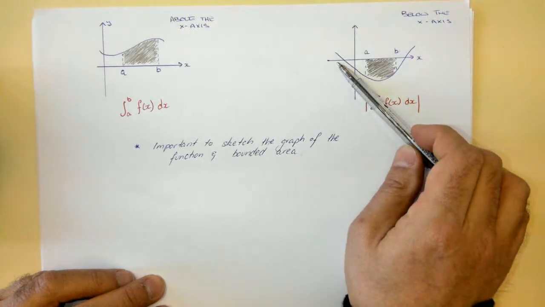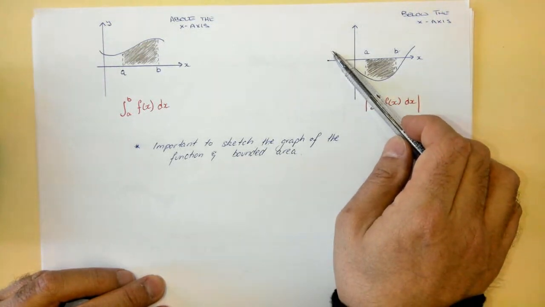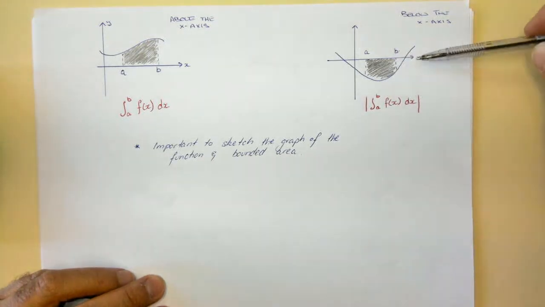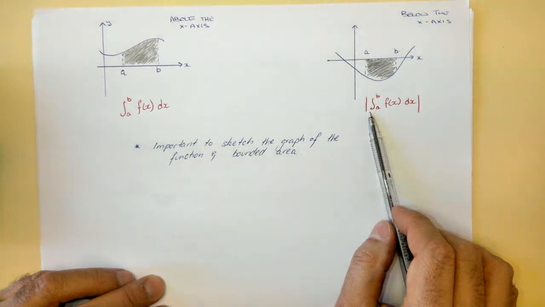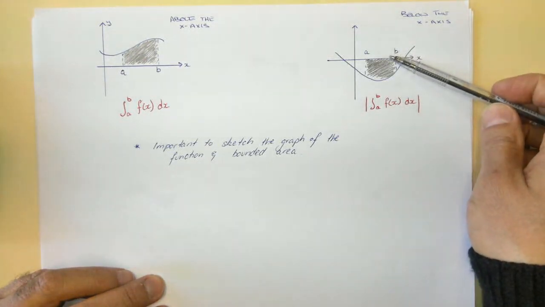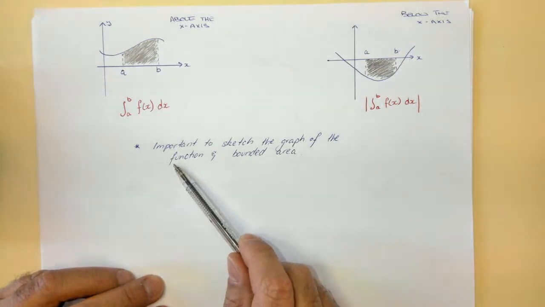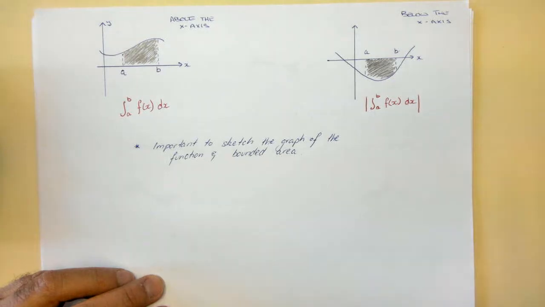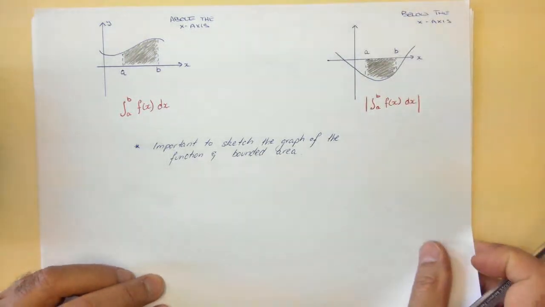Alternatively, if we want to calculate the area above the curve, the x-axis and A and B, then that's going to be the absolute value of the integral from A to B of the function dx. It's really important to sketch the graph of the function and the bounded area to get an idea of what we're doing.